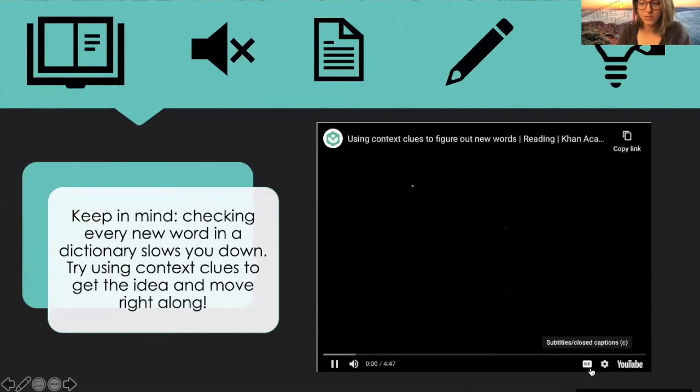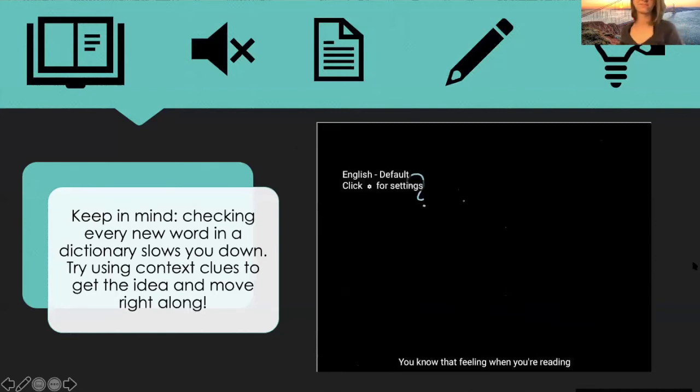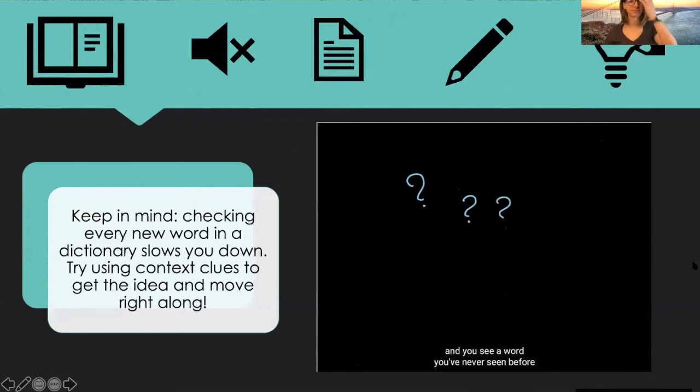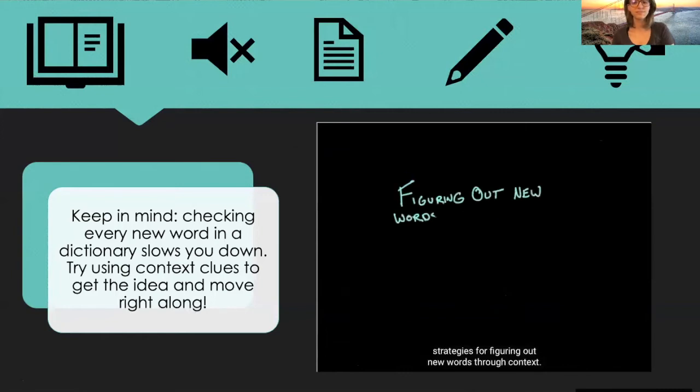Turn on the captions. Hello, readers. You know that feeling when you're reading and you see a word you've never seen before and you don't really know how to figure out what it means? Well, that's what we're talking about today. Strategies for figuring out new words through context.